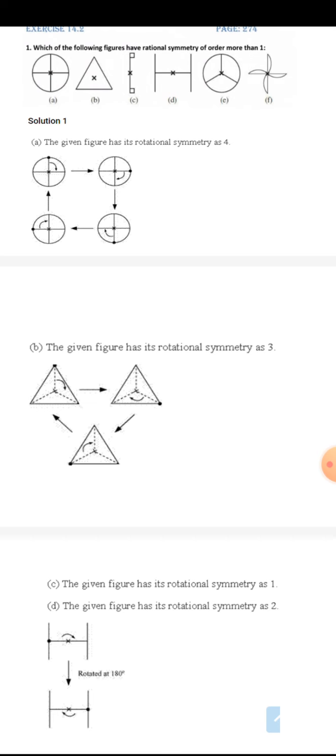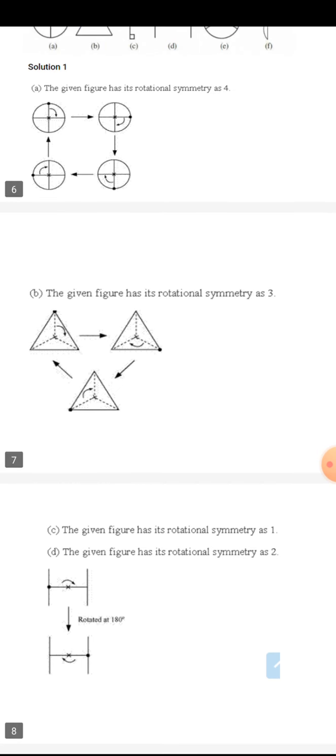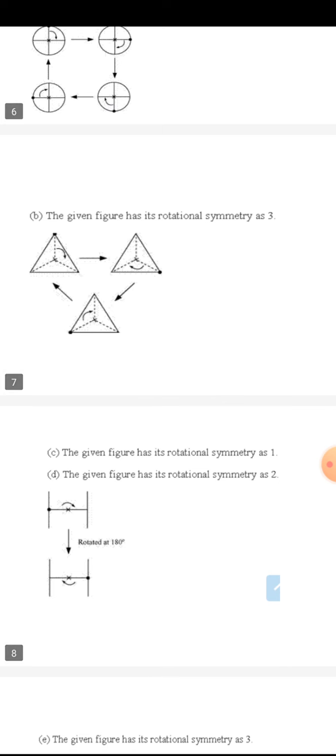Now, come to the D part, the letter H is given. If you rotate 180 degrees, it looks the same. Now, you got 1 order. Then again, if you rotate another 180 degrees, that is, you rotate to 360 degrees, again it looks the same. Therefore, the order of rotational symmetry for letter H is 2. Am I right here? Yes.